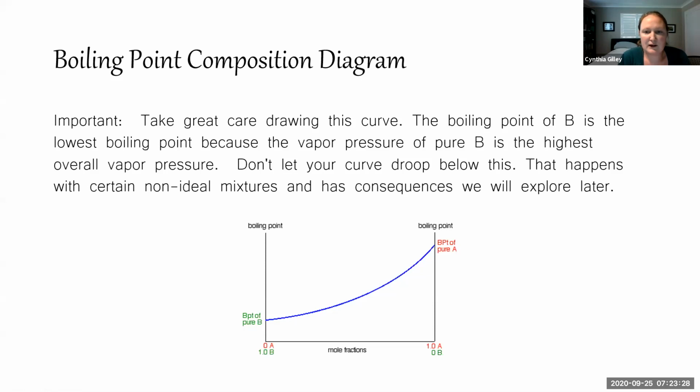So if you're drawing this curve in your notes, take care. The boiling point of B is the lowest boiling point because the vapor pressure of B is the highest overall vapor pressure. Don't let the curve droop below that point. This will be the case with non-ideal mixtures, such as ethanol and water, and has consequences we will explore in a little bit. So basically what that's saying is if you're drawing this curved line, make sure that the lowest point on the y-axis is the boiling point of pure B, because that corresponded to the highest point on the vapor pressure graph.